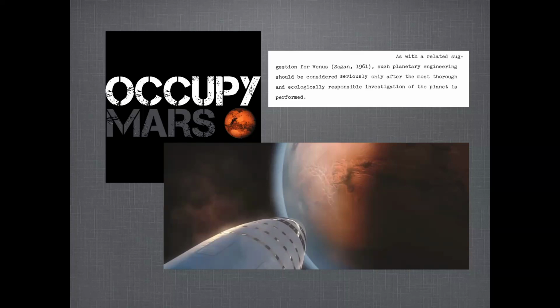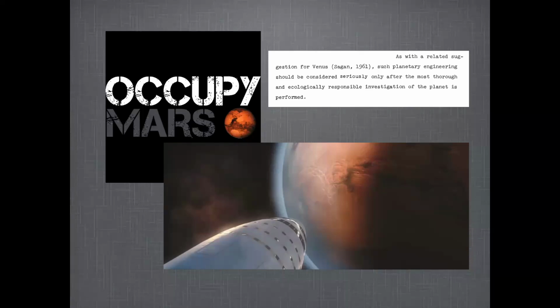In any case, massive alteration of the environments of other worlds can be done competently and responsibly only when we have a much better understanding of those worlds than is available today. Advocates of planetary engineering should be first advocates of the long-term and exhaustive scientific exploration of other worlds.